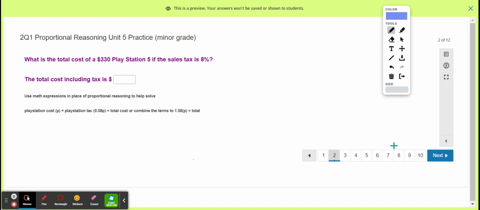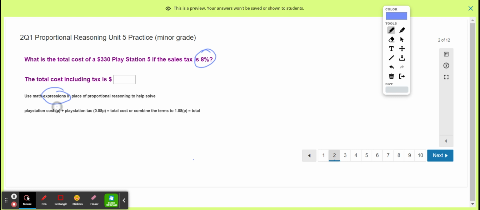Taking a look at problem number 2, what is the total cost of a $330 PlayStation if the sales tax is 8%? So we are looking for the total cost, including the 8%. There's a couple different ways we could do this, but a mathematical expression would actually make it a little easier than doing the proportional reasoning to help you solve it.